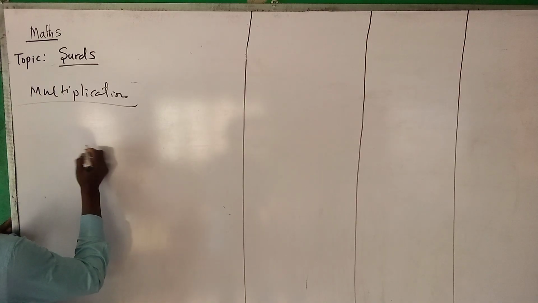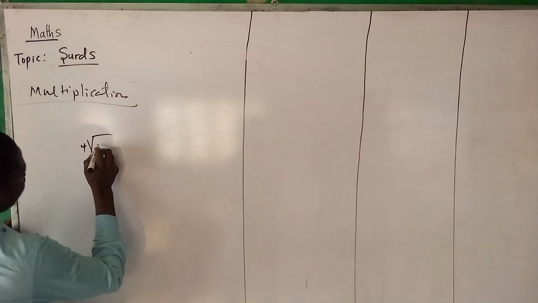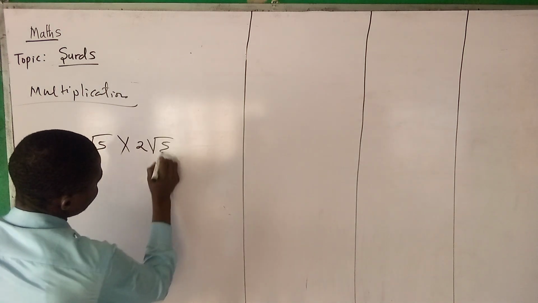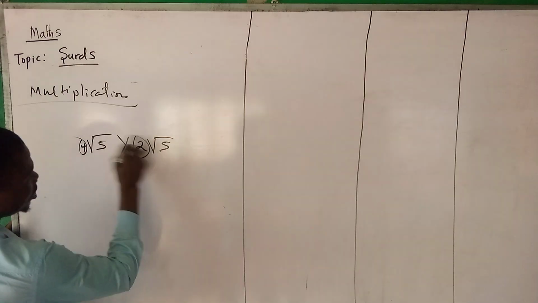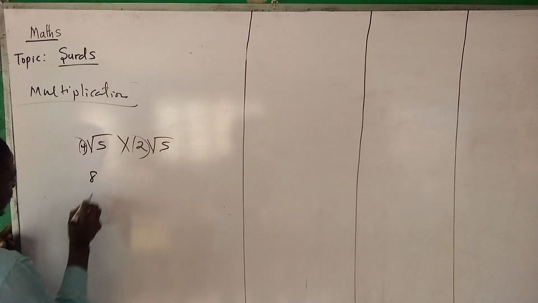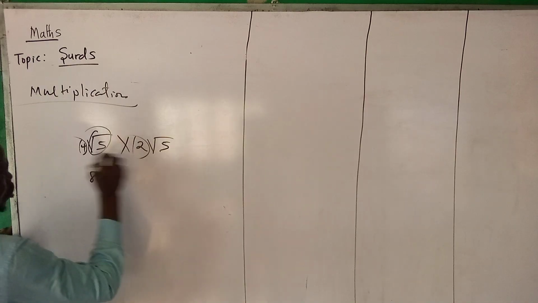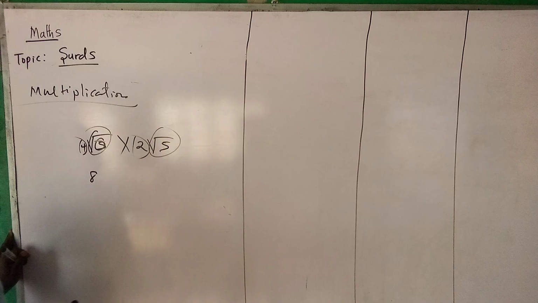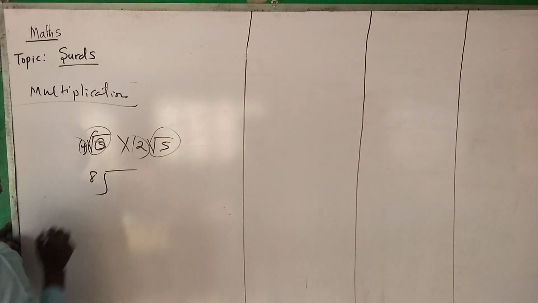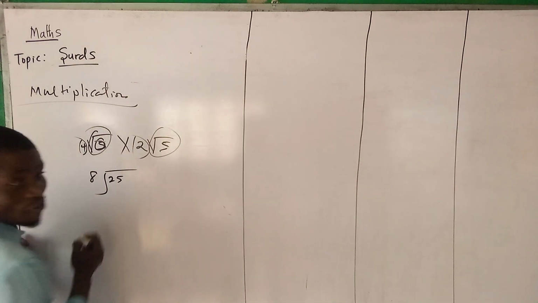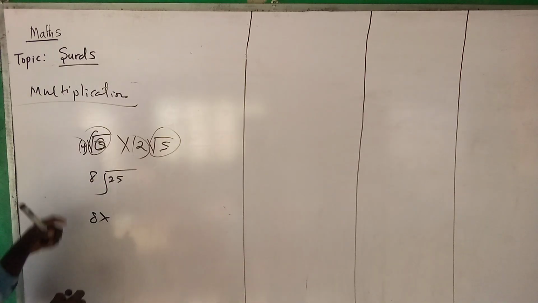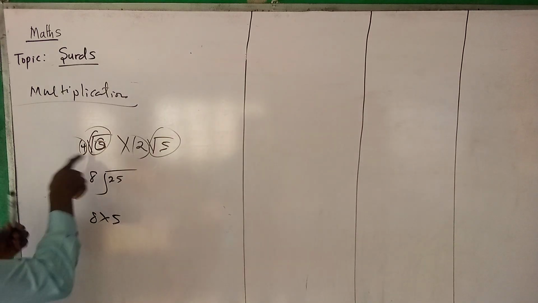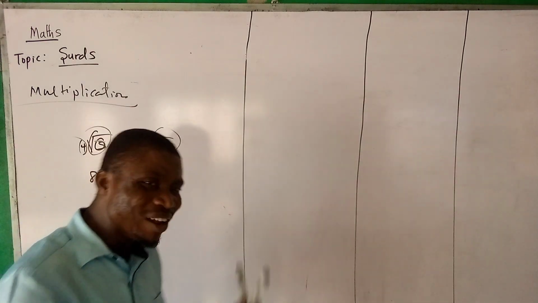Now, if surds of the same number multiply each other, look at what will happen here. For something like 4 surd 5 multiplying 2 surd 5, like I told you, you multiply the coefficients. 4 times 2, 8. Now, the same surd multiplying each other will give you the number. Let's write the square root. 5 times 5 is 25, right? That is 8 times the square root of 25, which is 5. So always note that whenever you are multiplying surds of the same number, just collect that number.